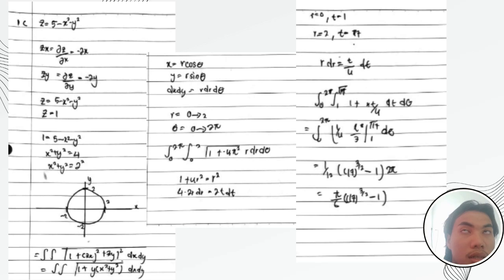Thus, the surface area of the portion of the paraboloid that lies above the plane z equal to 1 is pi over 6 times the bracket 17 to the power of 3 over 2 minus 1. I think we have successfully calculated the desired surface area using the double integral.